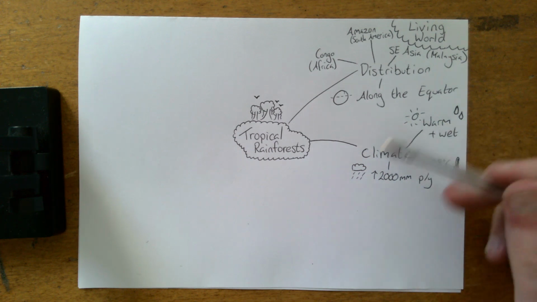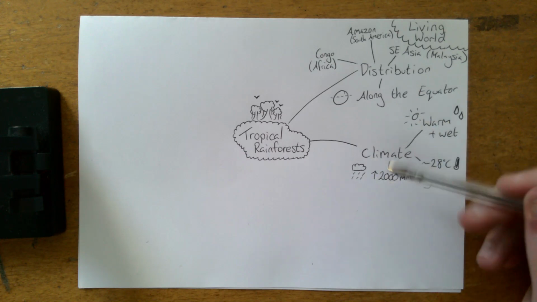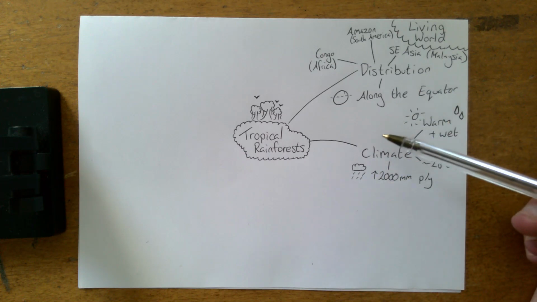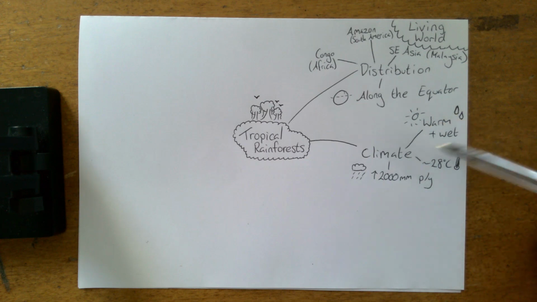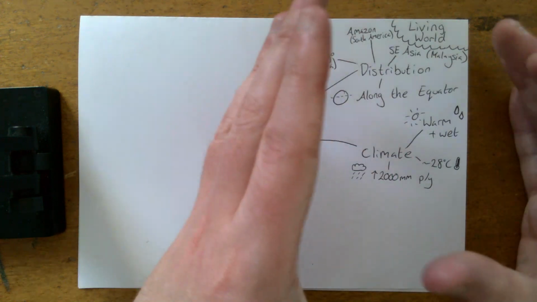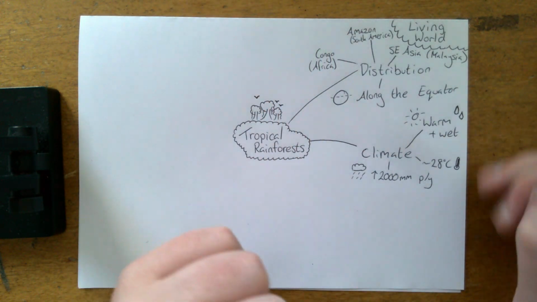Now, we will come back to what the impact of this has on rainforests, but it's because they're found along the equator that makes them so warm, and it's because of them being on the equator that they get lots of these wet currents that cause a lot of evaporation, which leads to lots of rain and a very wet environment. Okay, that's it in terms of general distribution and climate.